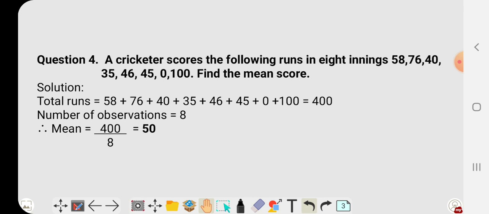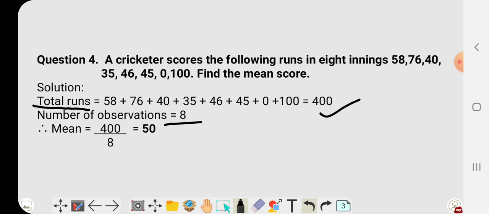58, 76, 40, 35, 46, 45, 0 and 100. Finally, find the mean score. To find the mean score, what will we add? We will add all the runs, that means we will find the total runs. This is 400. When you add all these runs, you will get 400.